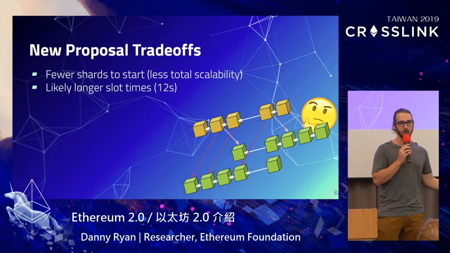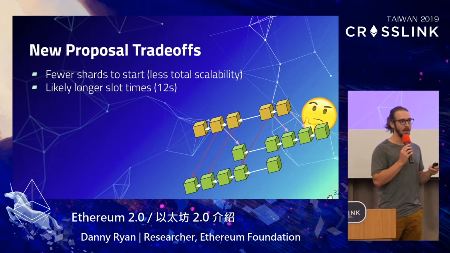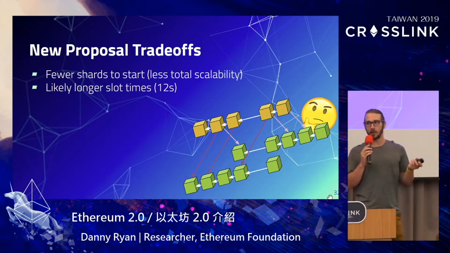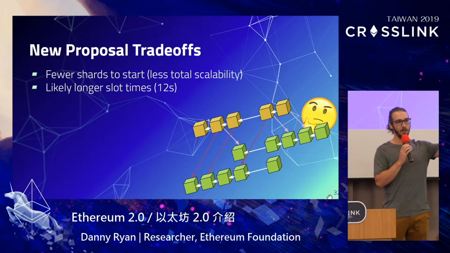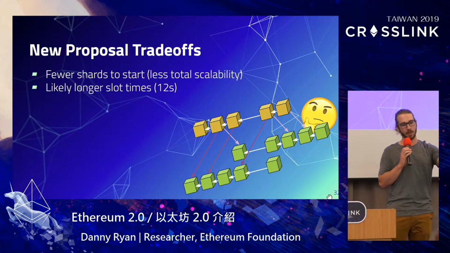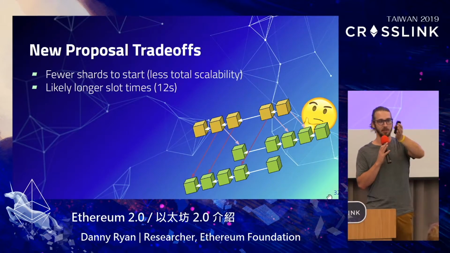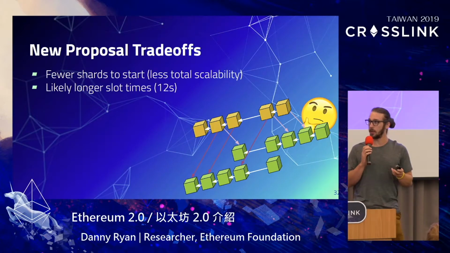So we've been discussing having 1,024 shards for over a year now. So having fewer shards to start would ultimately reduce the total scalability. But there's some caveats to that, and I'll get into it in a moment. We also likely might have longer slot times because we want to have more rounds of communication per slot, because we want to have essentially the beacon block created, shard blocks for that slot created, attestations, and then a new beacon block, rather than having shard blocks built at exactly the same time as beacon blocks. This is to help the lag time on the communication between shard blocks.